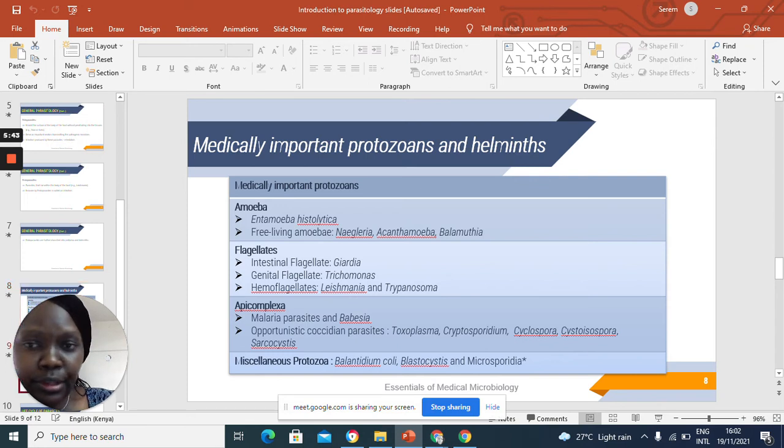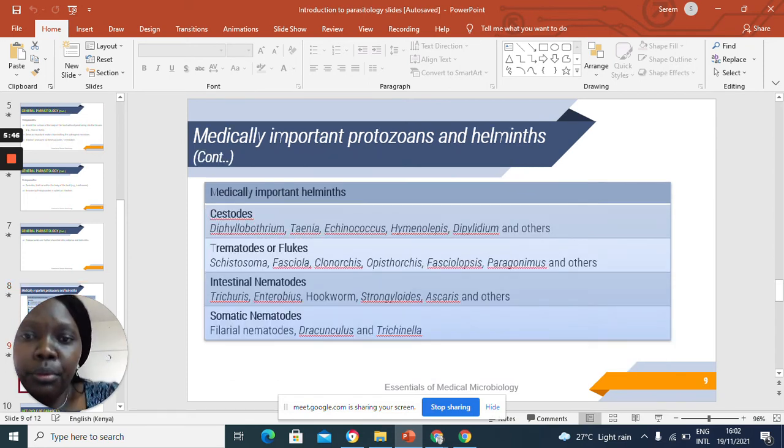So we need to move on to the next one. We move on to the medically important helminths, and under helminths we have four classifications. We have the cestodes, we have the trematodes or the flukes, we have the intestinal nematodes, and we have the somatic nematodes. Now, cestodes are called flatworms. Examples of the cestodes that we have around include Taenia saginata, Echinococcus, and the Hymenolepis species. So there are quite a number.